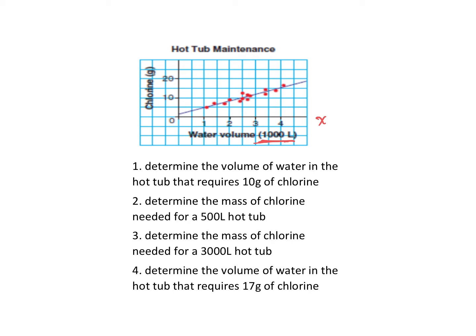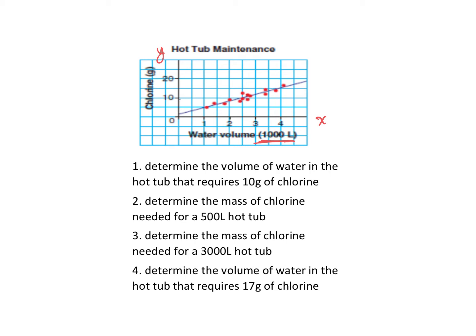So sometimes we do that if we don't want to put big numbers on the axes. We can say we'll just do 1, 2, 3, 4, but each one is representing times 1,000. And then on the y-axis is the amount of chlorine in grams that they are putting in the hot tub. So we want to determine the volume of water in the hot tub that requires 10 kilograms of chlorine.